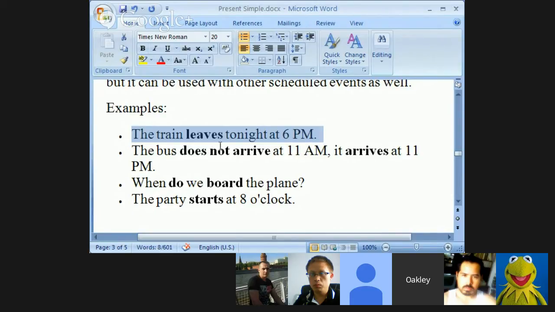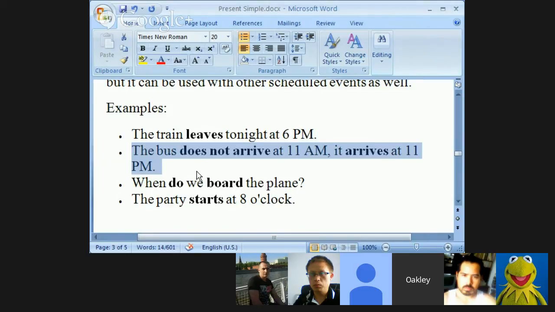It could be in the negative in the next example. The bus does not arrive at 11 a.m. It arrives at 11 p.m. Okay, again. Now, I'm not really even sure if this is talking about a future event or a regular event. Really, it's very close. And sometimes we don't really know. But it's not important because the information is the same.